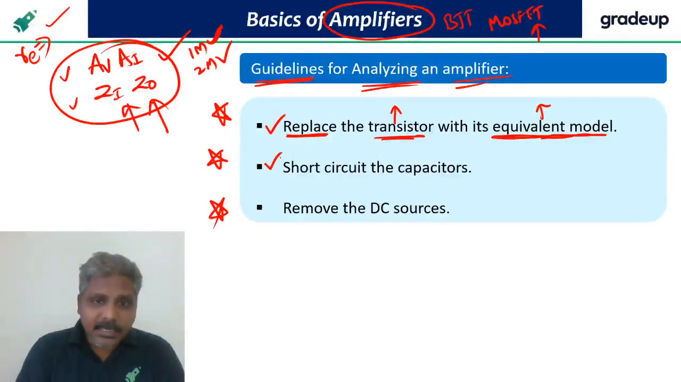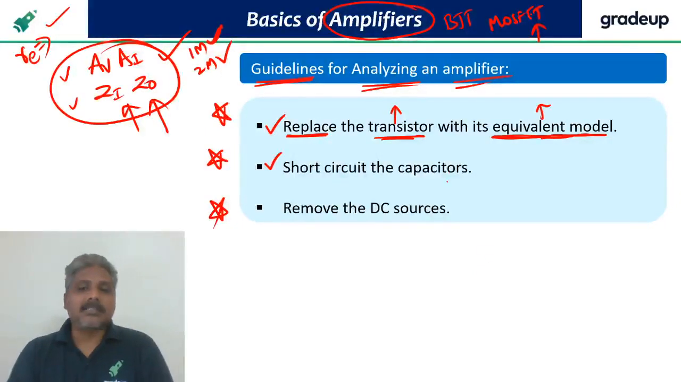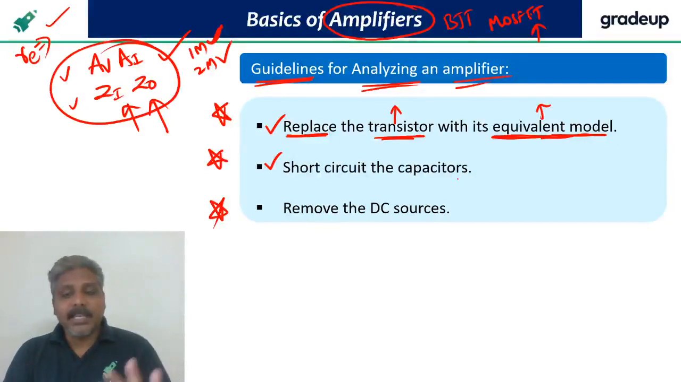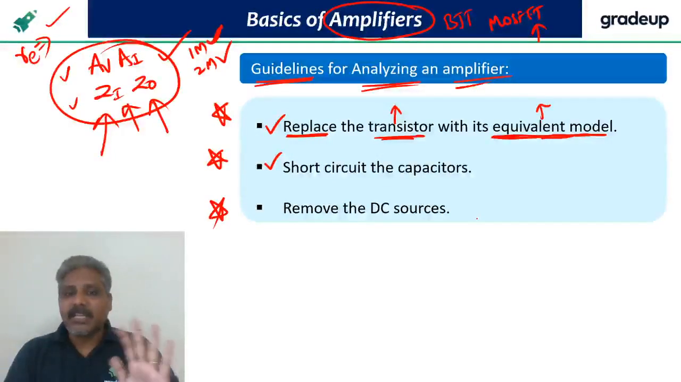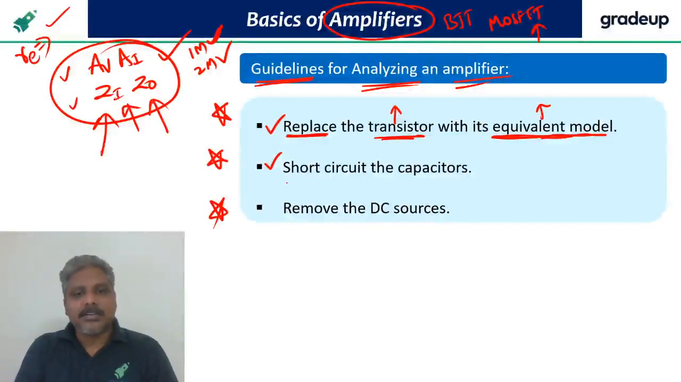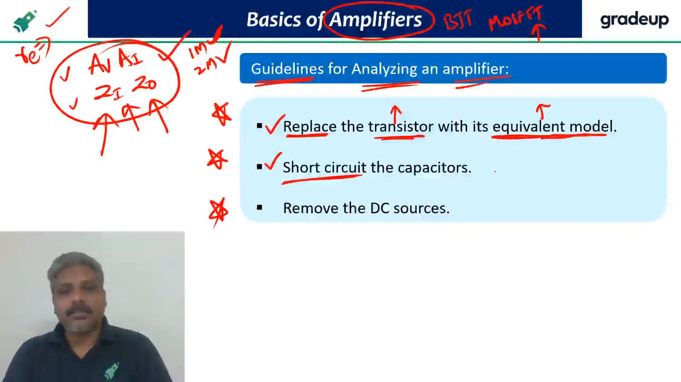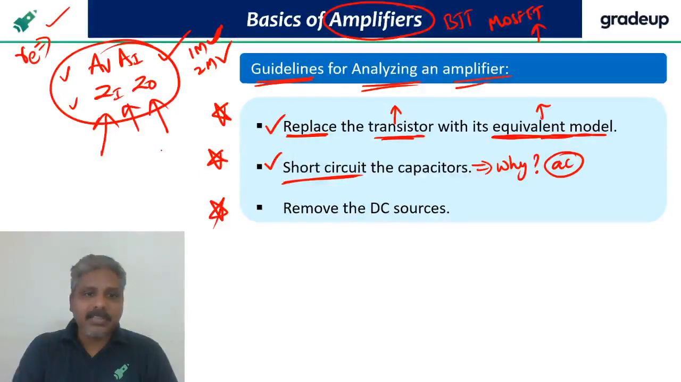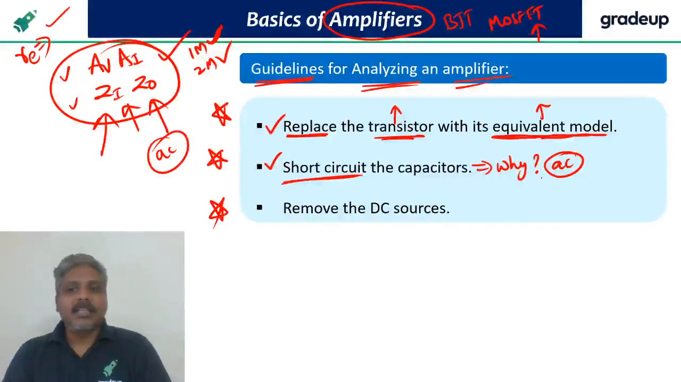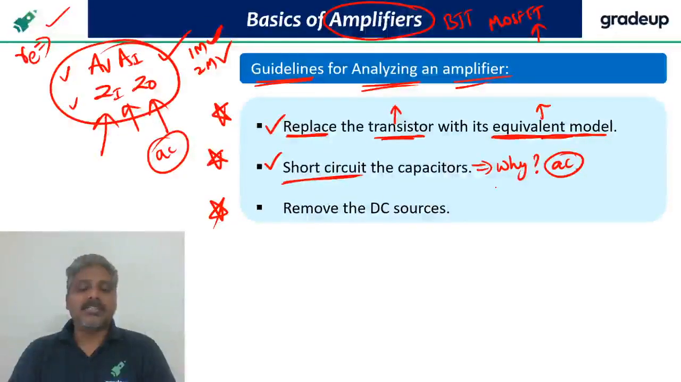The second guideline is to short circuit the capacitors. If you find any capacitors anywhere in the amplifier circuit, when you are finding these values, just short circuit them. Just treat them as short circuit. The question is, why, sir? Why short circuit them? Because you are dealing with AC analysis, right? For AC, a capacitor acts as a short circuit. That's why you have to replace it.